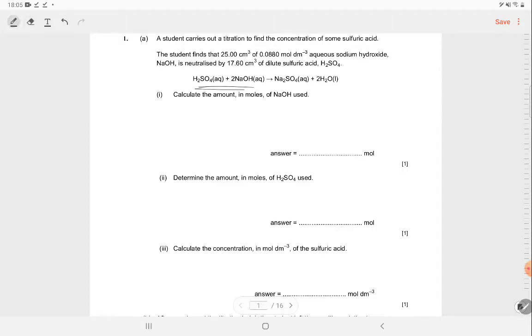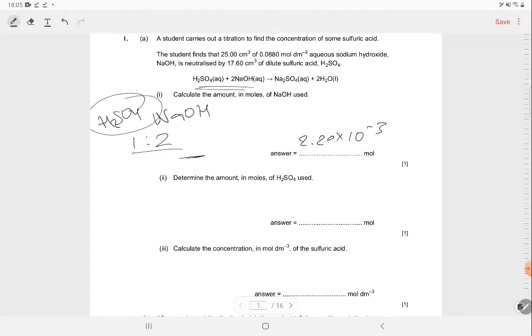But anyways, so we have 2.20 times 10 to the minus 3. This is the answer. Now in this one, they've got a ratio of 2 to 1: the NaOH is 2 and the H2SO4 is 1, which basically means that 2.2 times 10 to the minus 3 is for NaOH. So just divide that answer by 2 and you can easily get the moles of H2SO4. You don't need to be Einstein to work that out. So that's 1.1 times 10 to the minus 3.